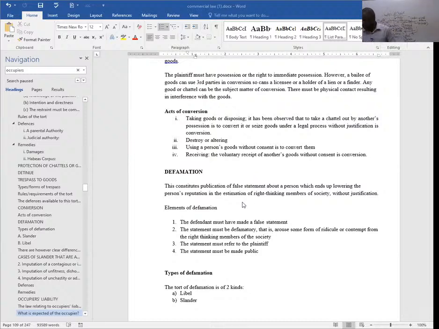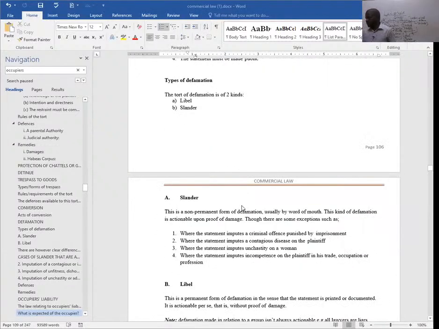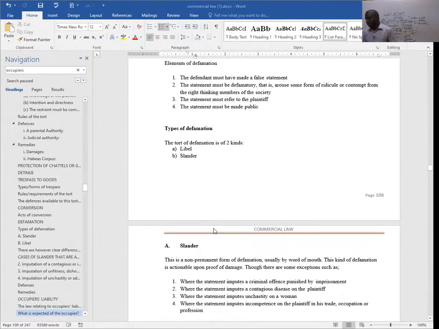So what is libel? As I've explained, but they have started with slander, so maybe you can start with slander. This is a non-permanent form of defamation, usually by word of mouth. This kind of defamation is actionable upon proof of damage, though there are some exceptions. If the defamation is not in permanent form, just by word of mouth, there must be a form of proof. You must produce evidence, maybe a video recording, or something to clearly indicate that someone made that particular statement, because it was just by word of mouth.